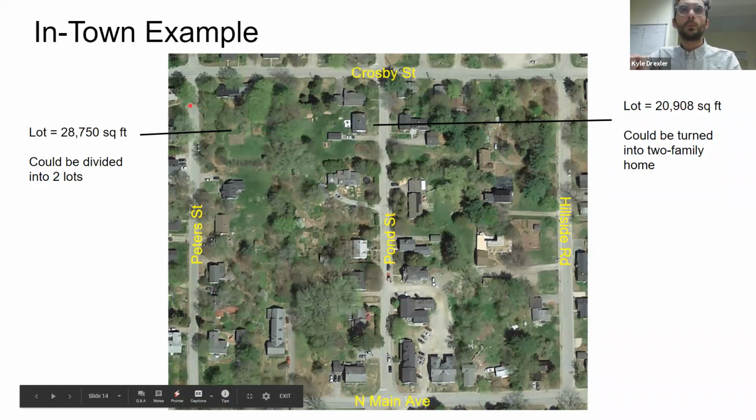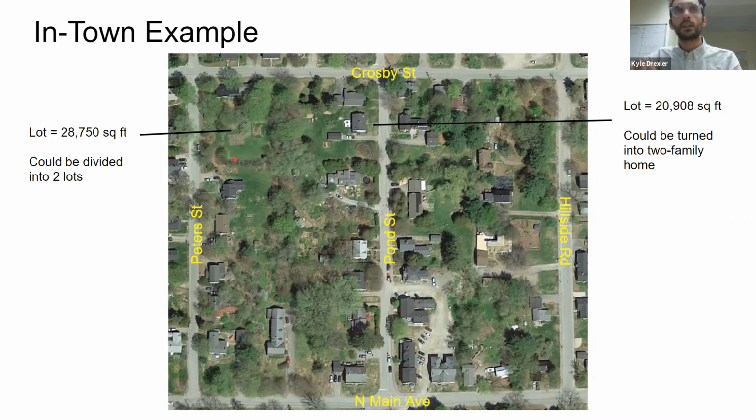On the left, we have a lot here that's about 29,000 square feet. As we were just talking about, the house is situated so that it's very far over to this one side of the lot. And the lot also happens to have frontage on 2 streets, making it easy to meet the frontage requirement for 2 lots. Because this house can still get frontage on this street.